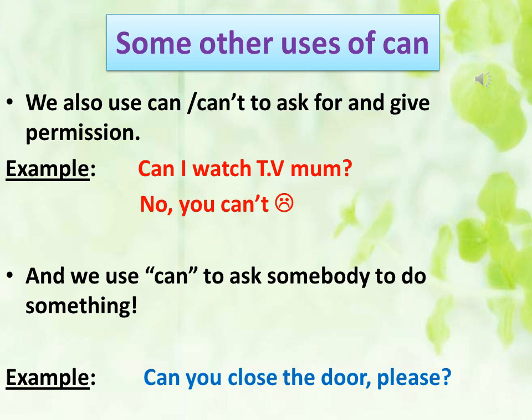For example, can I watch TV, mom? We ask the mother for permission to watch TV. No, you can't. She didn't give us permission. No, you can't.